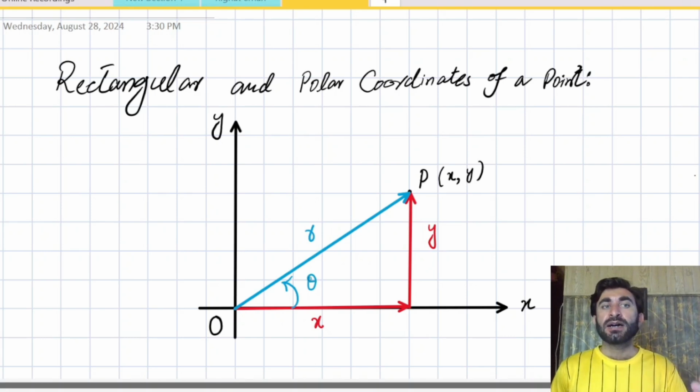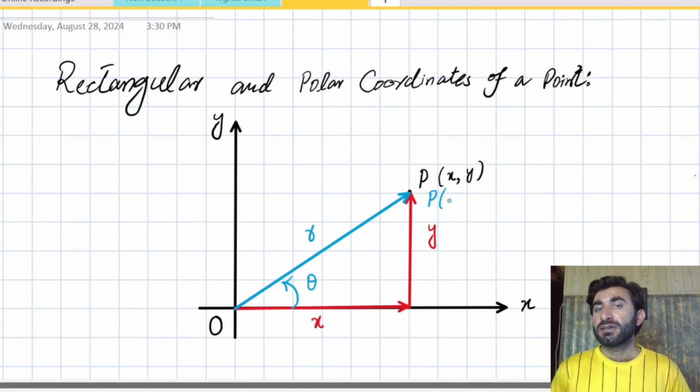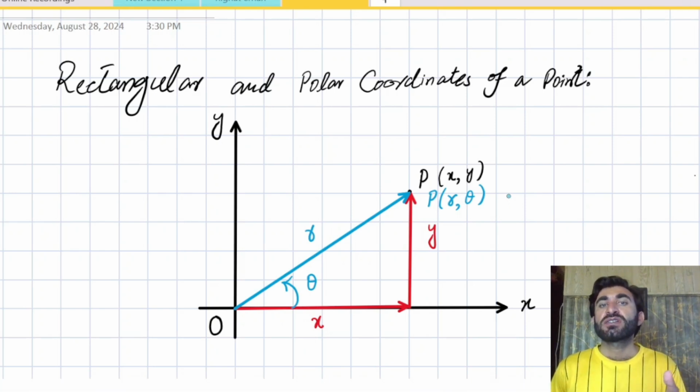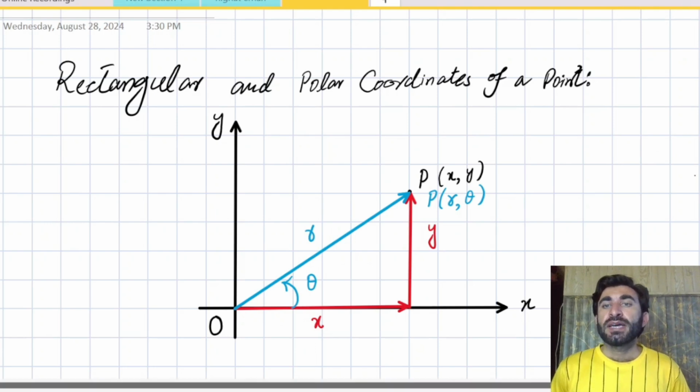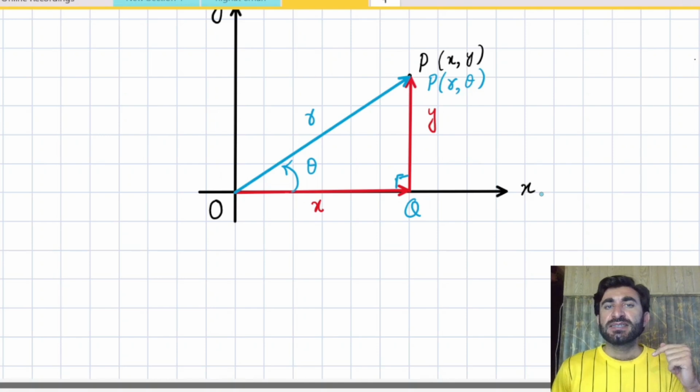So R and theta are the polar coordinates of the point P, and we write it in order R, comma, theta. So P of x, y and P of r, theta are the rectangular and polar coordinates of a point respectively. Now, if the point has two types of coordinates, there must be a relation between the coordinates as well. We can see that there is a right angle over here, and I also want to name this point as Q. So I have a right triangle OPQ.